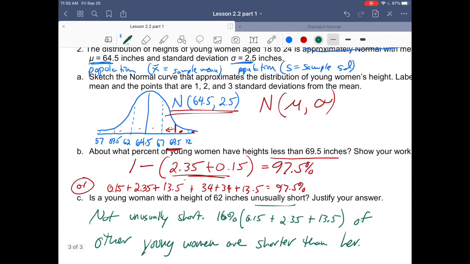Finally, is it unusually short in this distribution to have a young woman who is 62 inches or less? Not unusually short, because 16% of young women have that height or less. 62 inches is at the 16th percentile. So I would wager that that is not unusually short.